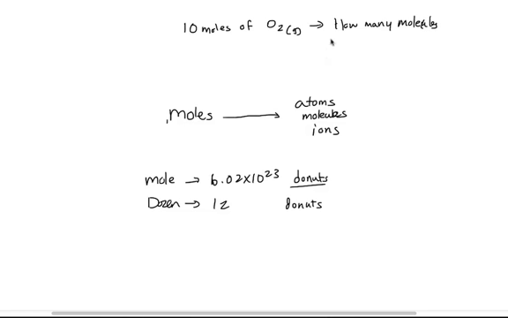So in the context of molecules and stuff like that, we can use moles to represent a large number of atoms and molecules and ions. So when we talk about, oh, you have 1 mole of oxygen, you don't only have 1 molecule of oxygen, you actually have 6.02 times 10 to the 23rd. So in order to move between the two, you need to use 6.02 times 10 to the 23rd, which is Avogadro's number.